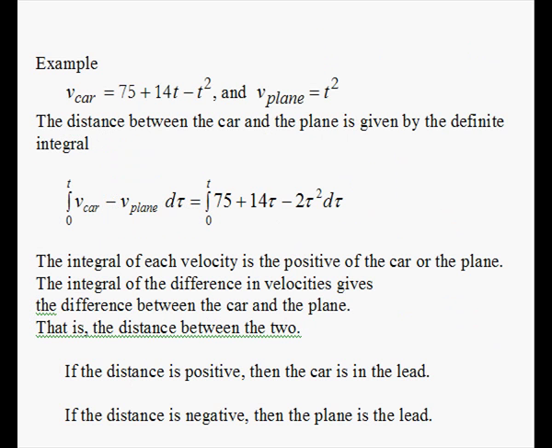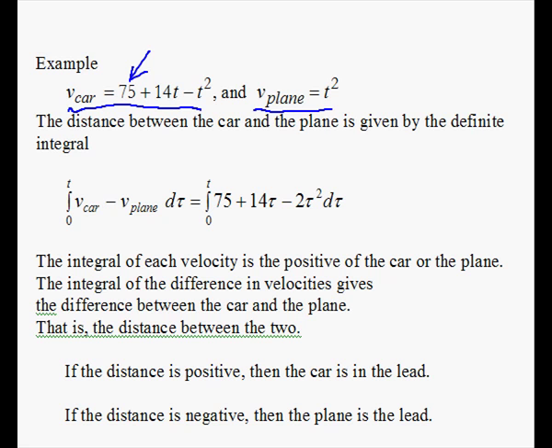So here's an example. Let's say we have a car, and the velocity function of the car looks like this. The car at t equals 0 is already going 75, maybe miles per hour, I suppose, if it's a car. The velocity of the plane is given as t squared. So initially the plane has a velocity of 0. It's not moving, but the car is moving, and we're going to have a race between these two vehicles. What we're looking at is the distance between the car and the plane. So that's the definite integral from 0 to t, I'll let t be arbitrary here, of the velocity of the car minus the velocity of the plane.